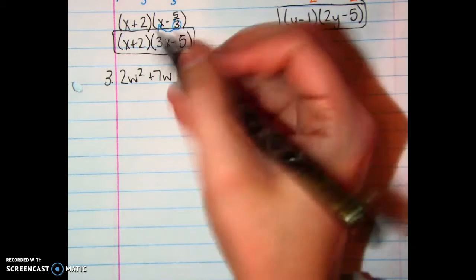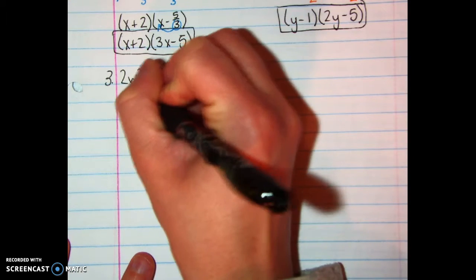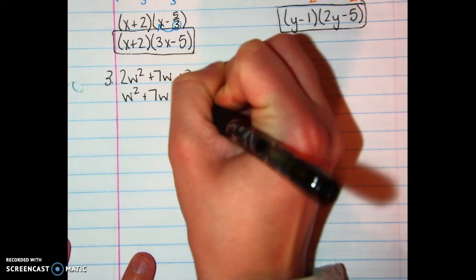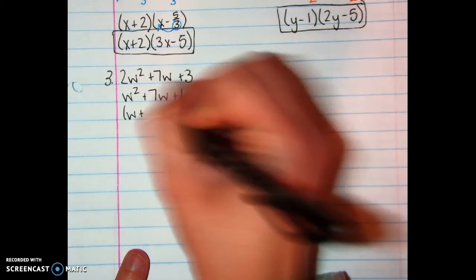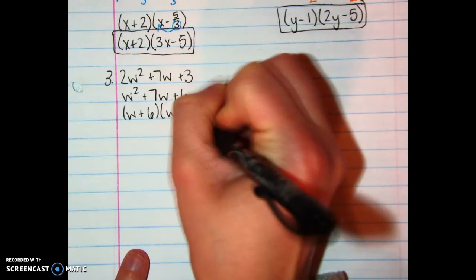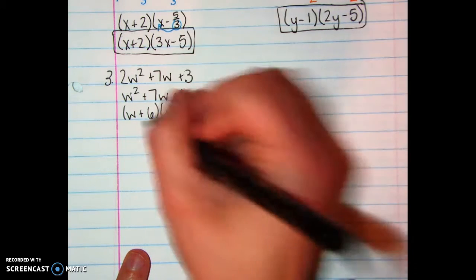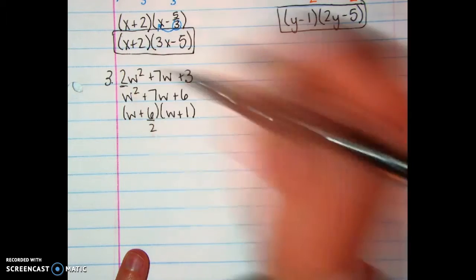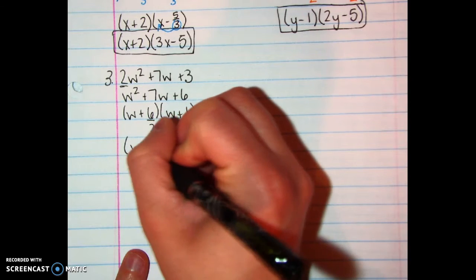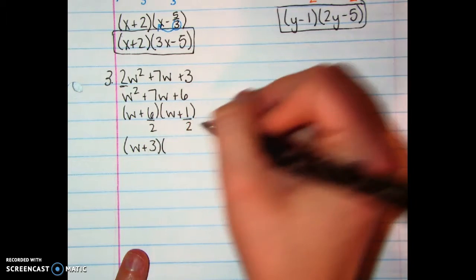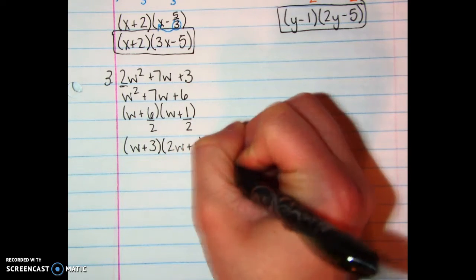Okay, let's look at it. I'm not going to do the arrows this time. 2 times 3 is 6, so now I have w squared plus 7w plus 6. I'm going to factor this to be w plus 6, w plus 1. 6 times 1 is 6, 6 plus 1 is 7. I'm going to divide by 2 because of that number right there. 6 divided by 2 is 3, so this becomes w plus 3. And 1 over 2, that doesn't reduce down at all, so I'm just going to rewrite it as 2w plus 1.